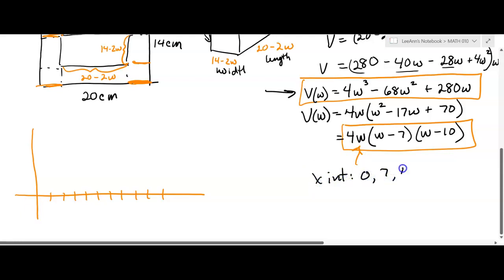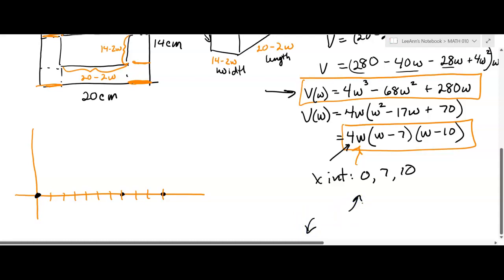0, 7, and 10. So 1 here, and I think I counted 7. 1, 2, 3, 4, 5, 6, 7, and 10. Okay, what do we know about our end behavior? Our leading term is 4, right? And it's cubic, so it's going to be going down to the left and up to the right.